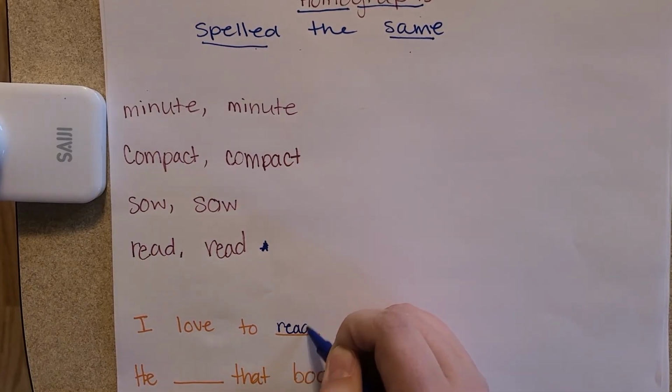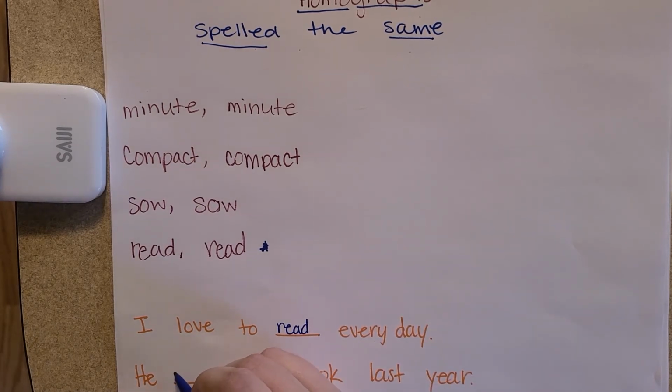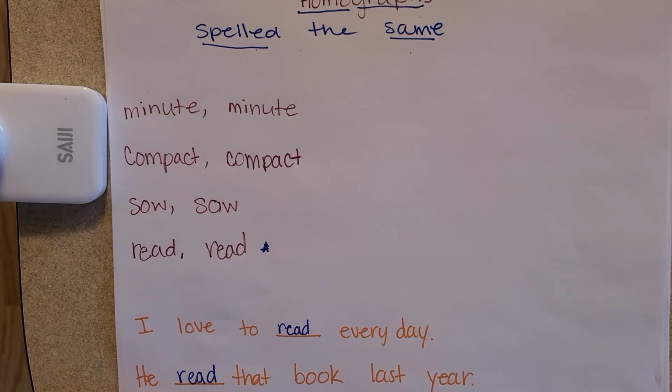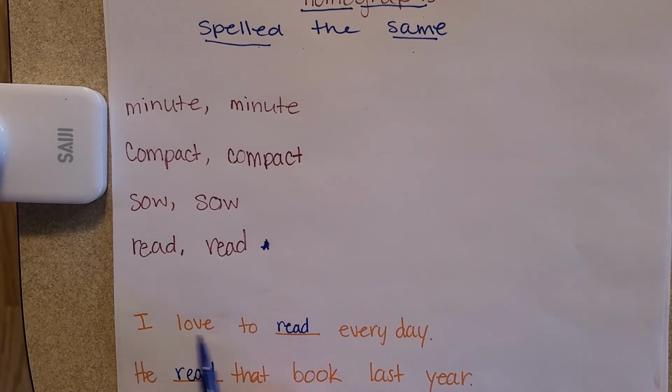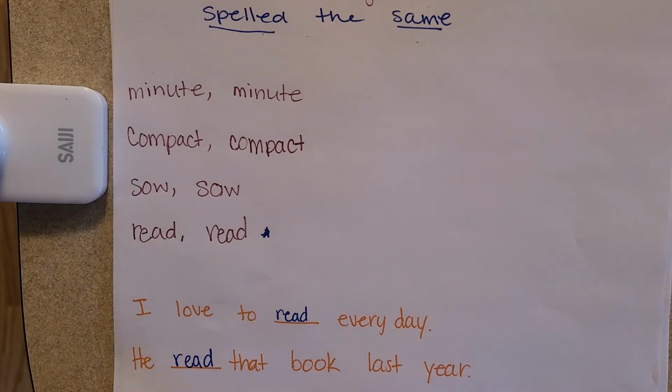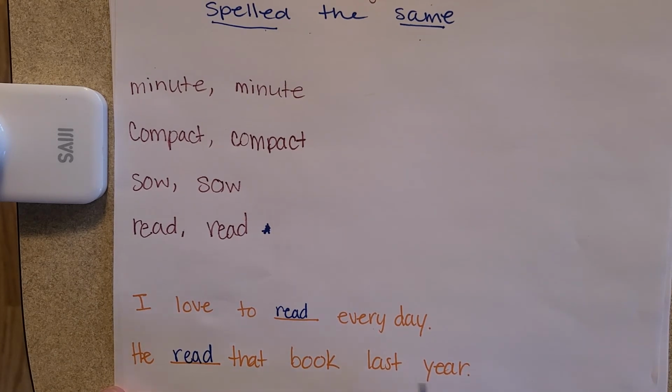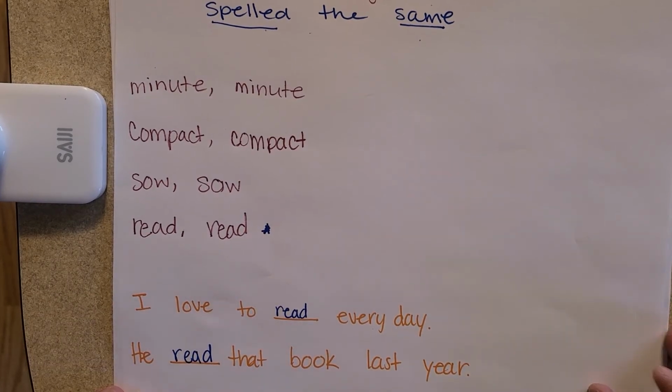And again, it will be spelled the same, but when you're reading it, you need to make sure that you are using the correct word, the correct homograph. So I wouldn't read, I love to read every day. I would read this as, I love to read every day. Down here, he read that book last year. That doesn't make sense the way I said it. Even though it's spelled exactly the same, I need to say or pronounce it the correct way. He read that book last year.